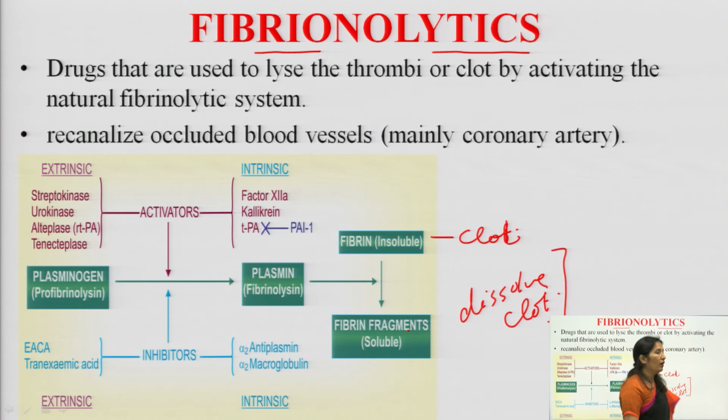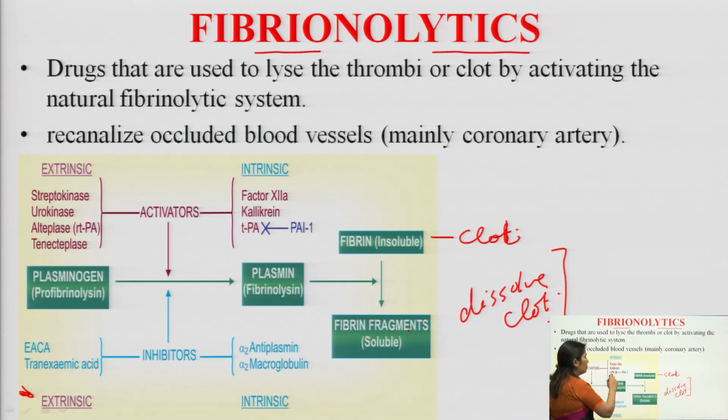Now, there are a number of intrinsic factors present inside our body. These are factor 12A, kallikrein and tissue plasminogen activator. This tissue plasminogen activator is produced from vascular endothelium whenever there is occlusion in the blood vessel. Whenever there is occlusion in a blood vessel, this tissue plasminogen activator gets activated. This further causes the conversion of plasminogen into plasmin.